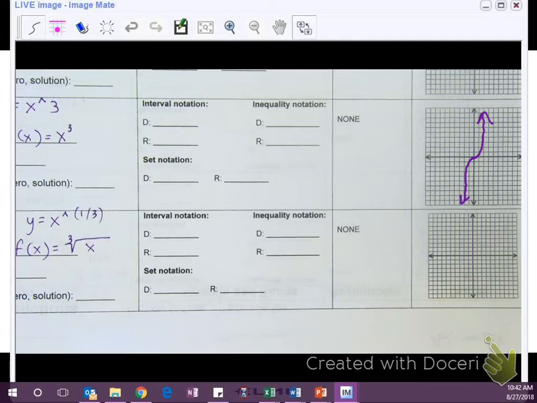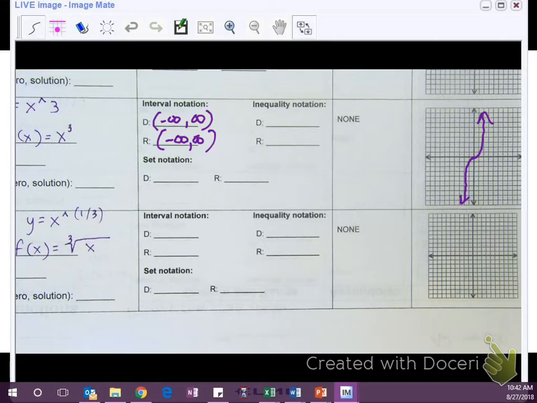Negative infinity. Negative and positive infinity, right? We're going to use all the x's. It's eventually going to get as wide as possible. So the domain for this is negative infinity to positive infinity, and it's going down forever and up forever, so that's also negative infinity to positive infinity.